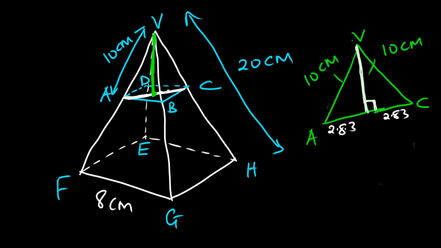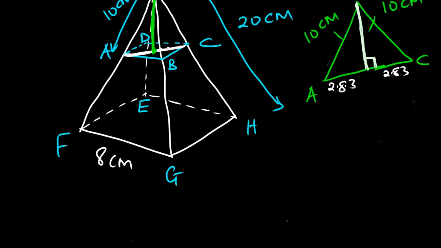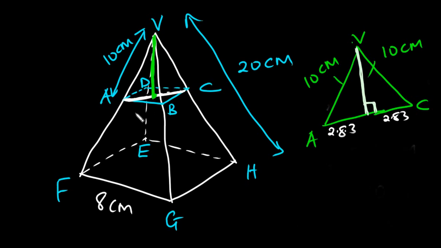So the final part of this question states that if the pyramid VABCD was cut off, find the volume of the frustum ABCDEFGH correct to 2 decimal places. We are told that this small pyramid was cut off, so when it's cut off, we are left with this frustum. We are required to get the volume of the frustum that remains after the small pyramid was cut off.